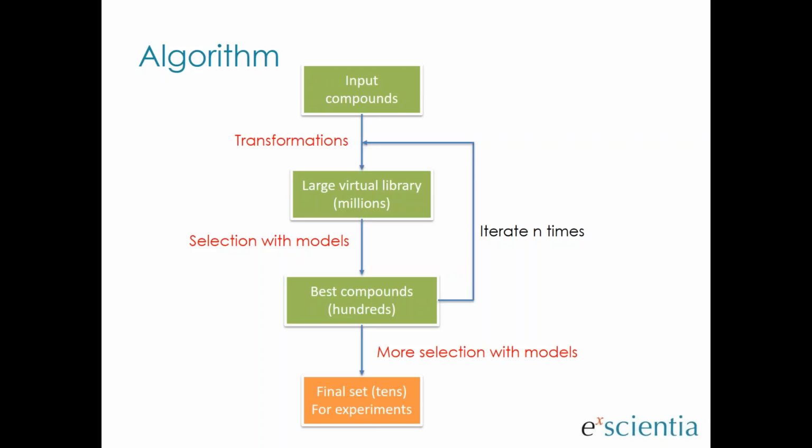Then we will use selection and have maybe around 10-20 compounds that we can ask chemists and biologists to actually test experimentally. So I will present the steps in red, how to set transformations and how to derive models from ChEMBL.